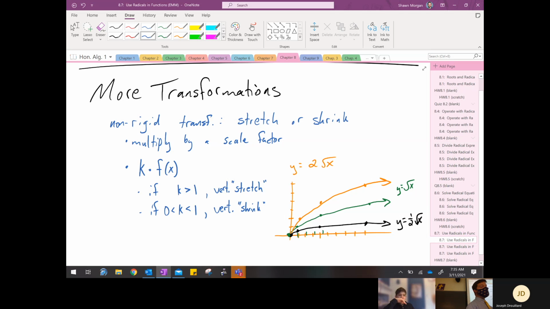But any questions on how this is our first non-rigid transformation? Any questions on how this kind of comes about? What this looks like, why it looks like the way that it does?